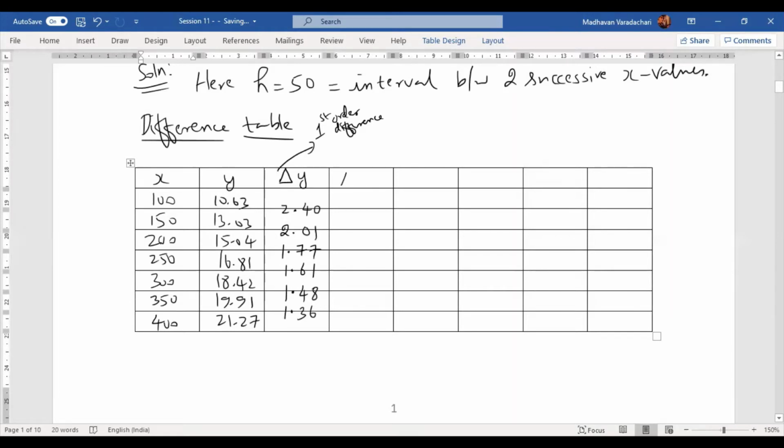Then we proceed to finding the second order difference, delta square y. What is that? It is the difference between this value, that is 2.01 minus 2.40. If you calculate that, you will get negative 0.39. Then 1.77 minus 2.01, you get negative 0.24. Then 1.61 minus 1.77, you get negative 0.16. Then 1.48 minus 1.61, you get negative 0.13. Then 1.36 minus 1.48, you get negative 0.12.